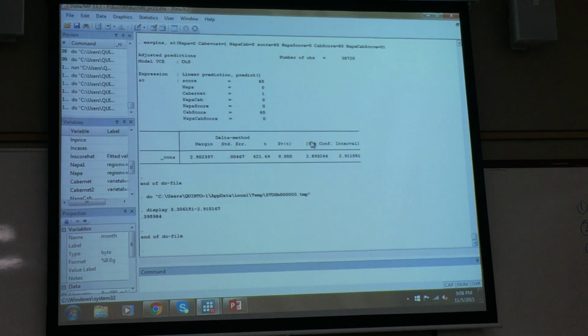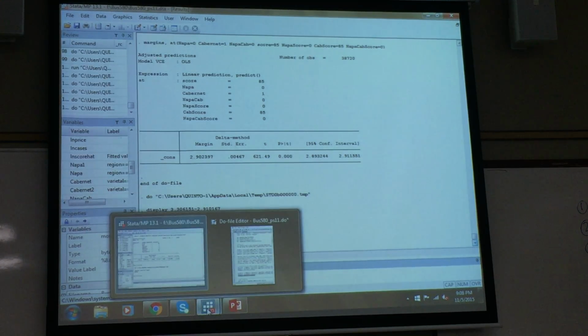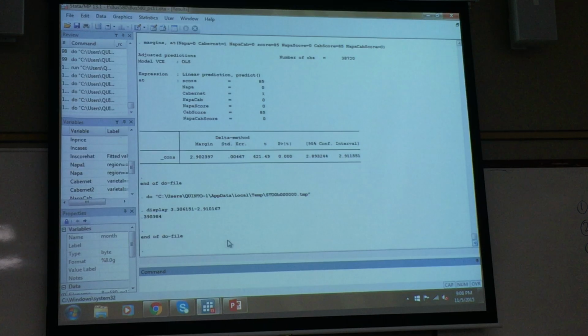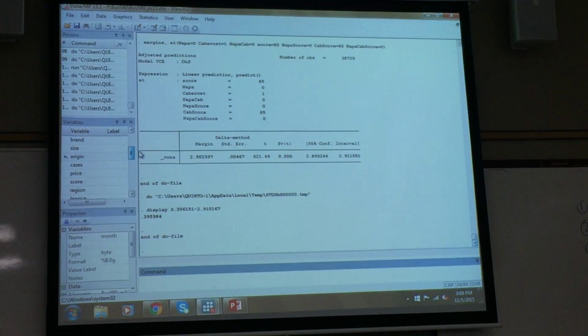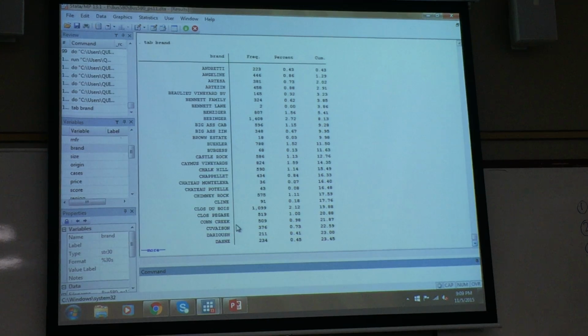All right. Then we did what? What did we add to the model next? Brands. Where is brand? Well, we know how many brands there are. There's a lot.